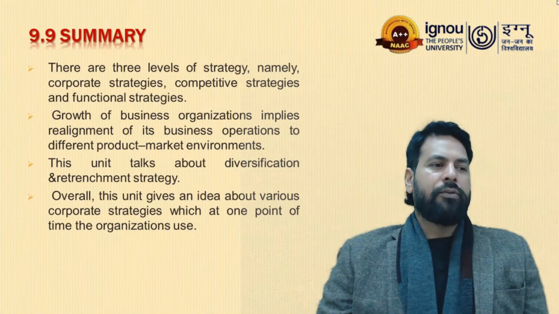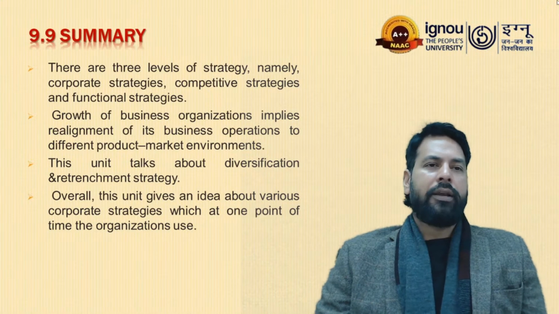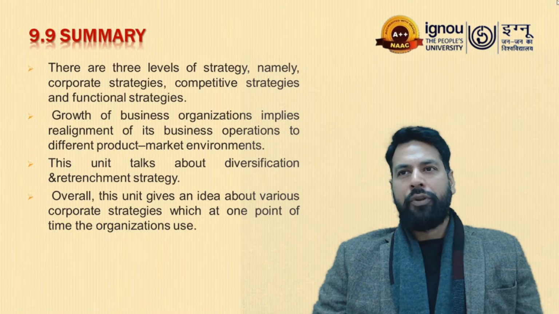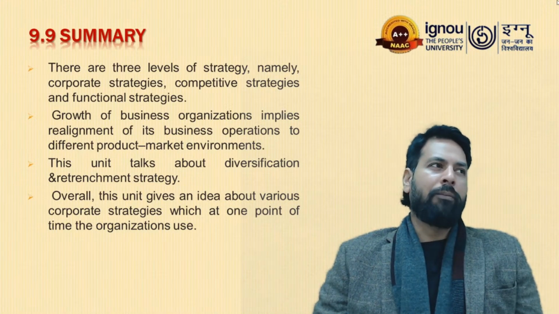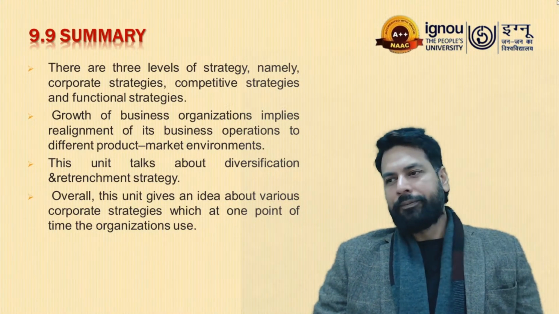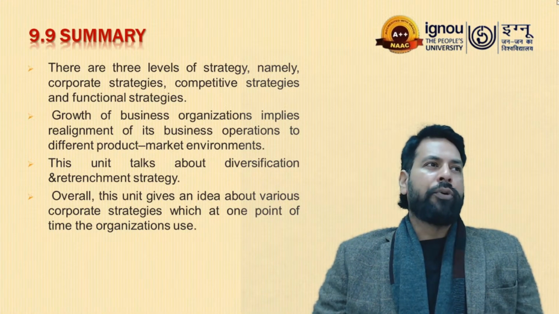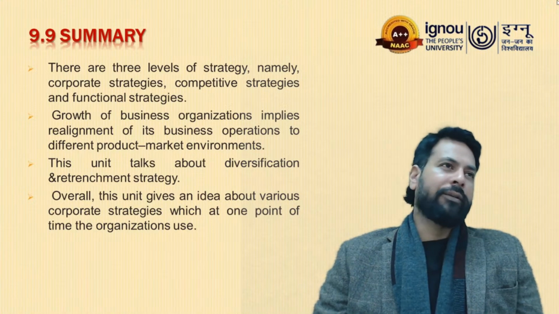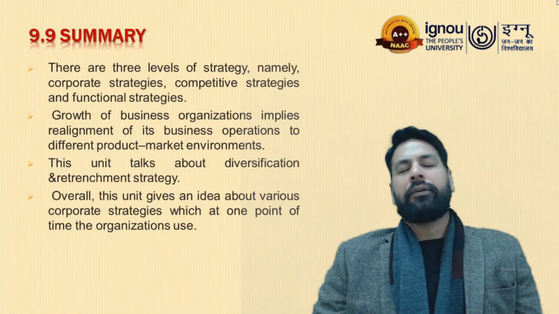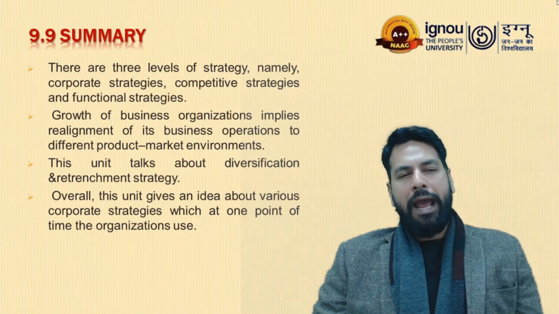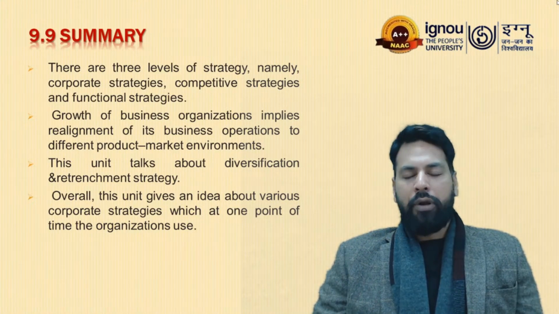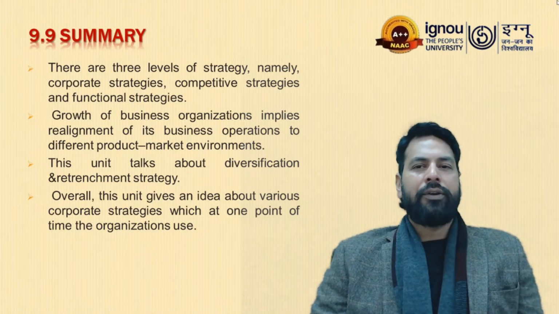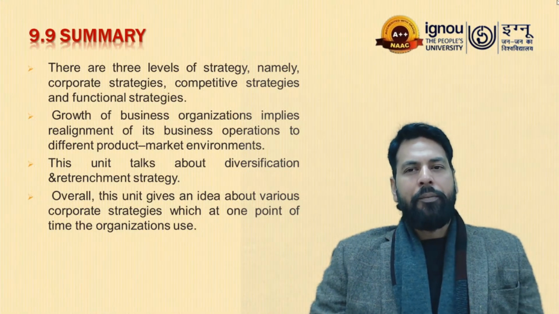So in this, we have finished up block 3. In block 3, we did units 7, 8, and 9. If you remember, in these 3 units, we spoke about Porter's generic strategies. We spoke about Porter's wheel of competitive strategy. We spoke about different strategies when companies are looking at the declining phase. We talked about retrenchment. We spoke about fragmented industries.